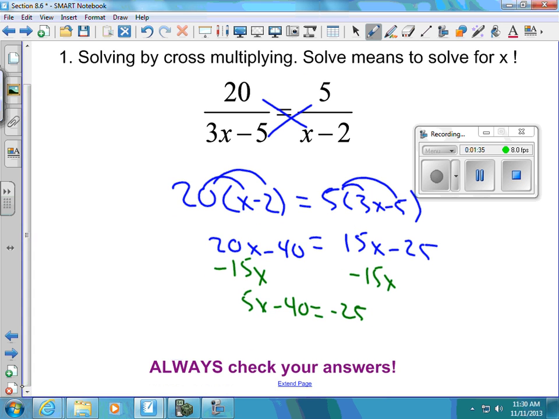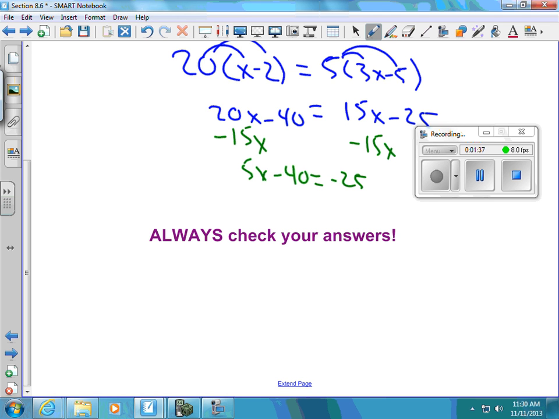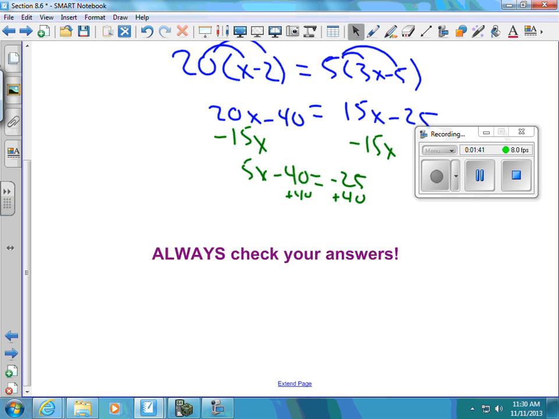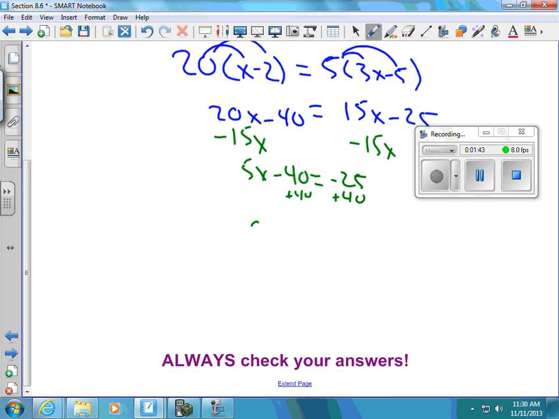From here, we do plus 40 on both sides. We get 5x equals 15. Divided by 5, x equals 3. It says always check your answers.